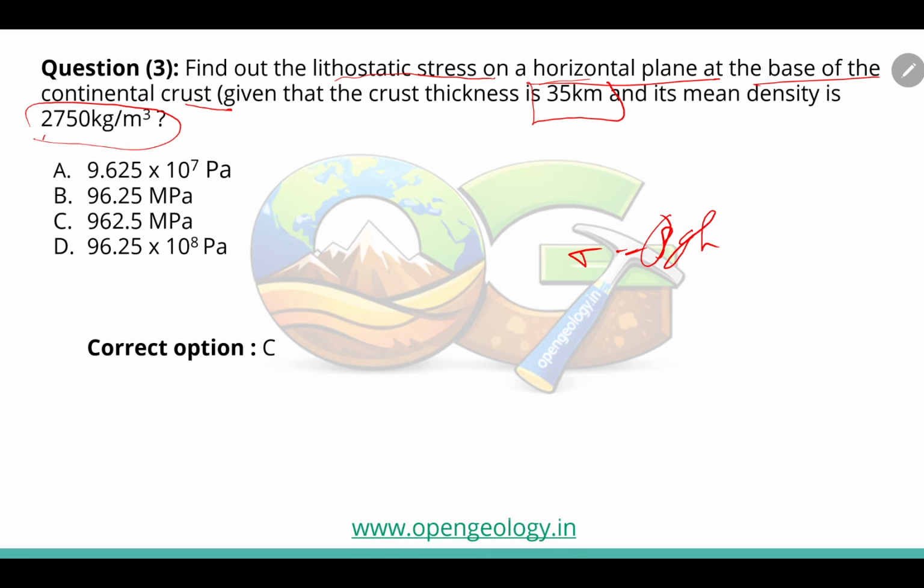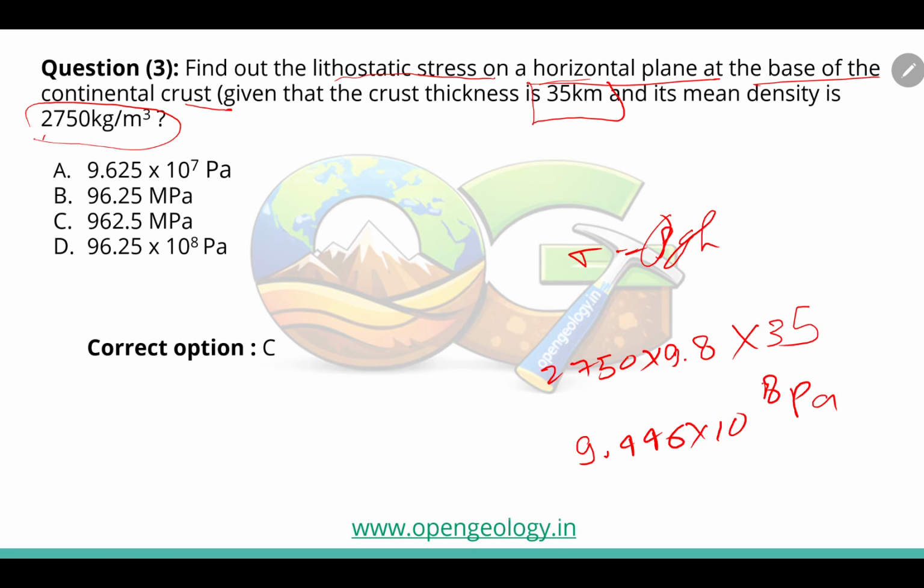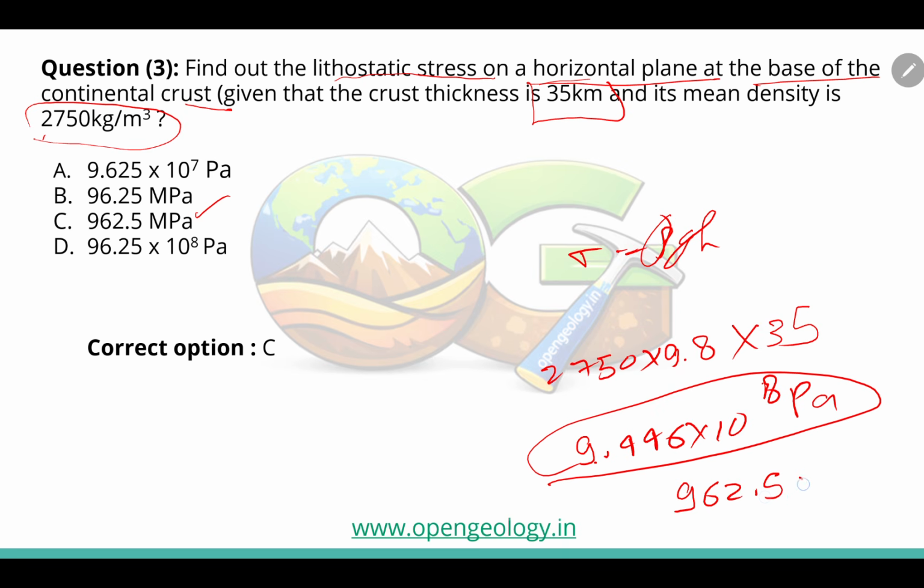You know the rho, it is 2750. So 2750 into g, you can take 9.8 or simply you can take 10 for easier calculations, and the height, that is 35. So finally your answer would be 9.446 into 10 to the power 8 pascals. And if you convert that into megapascal, which is our answer, it will become 962.5 megapascal. So the third option will be our correct answer.